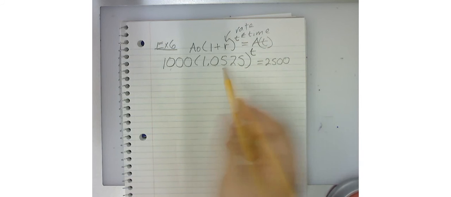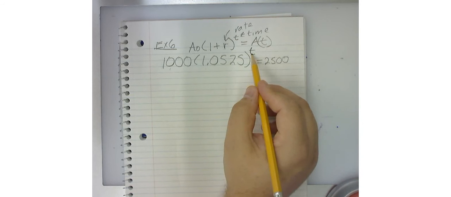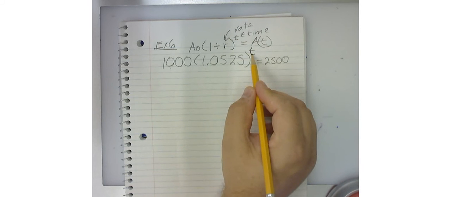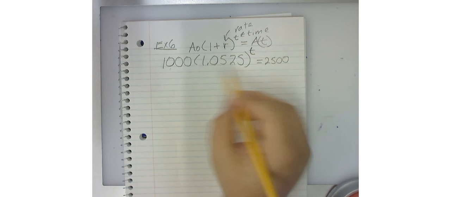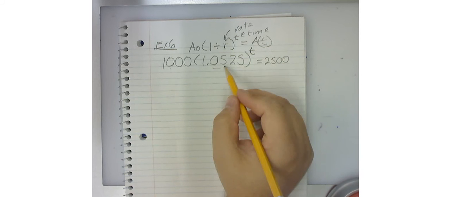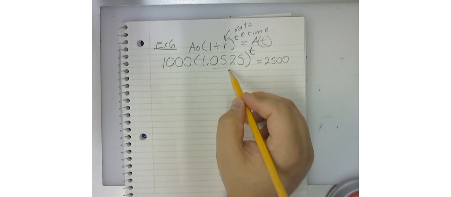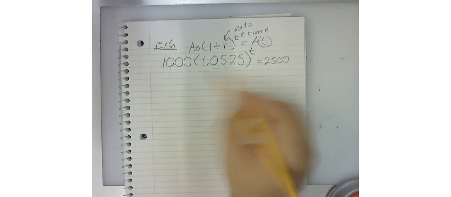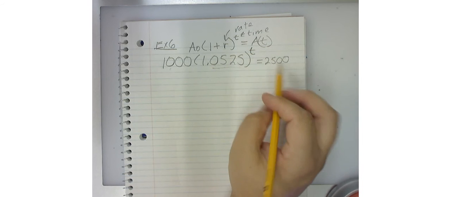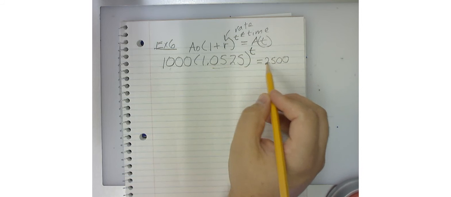And then we're going to raise that to the number of years that we're going to calculate the interest. So every year we're going to tack on this 5.25% to the original amount, and then plus the interest. So that's how we frame that. And what the question in the textbook is asking us is, when will she have $2,500 in her account?